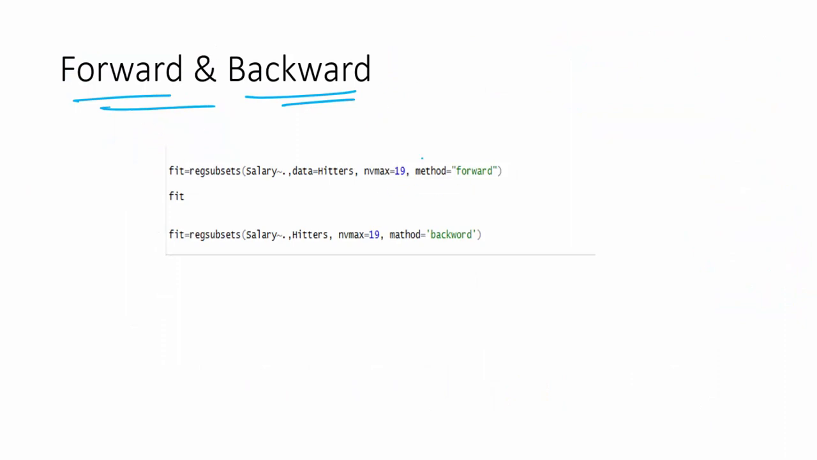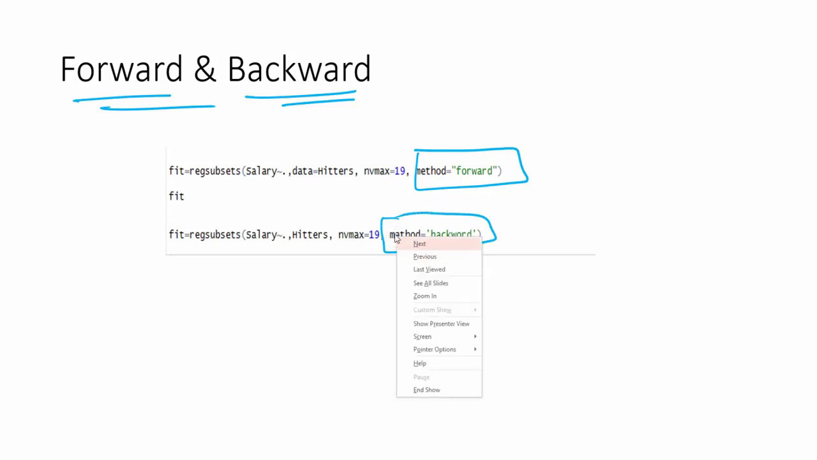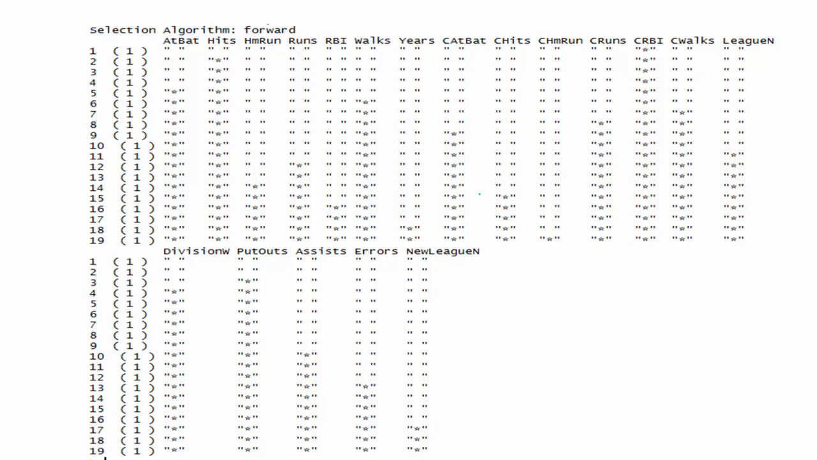Syntax is the same except the fact that when you do not use any method, by default it takes subset selection. When you use method forward, it is going to do forward selection. The syntax is slightly different: method equals backward, then it's going to give you backward regression results, and that's what we are going to see.